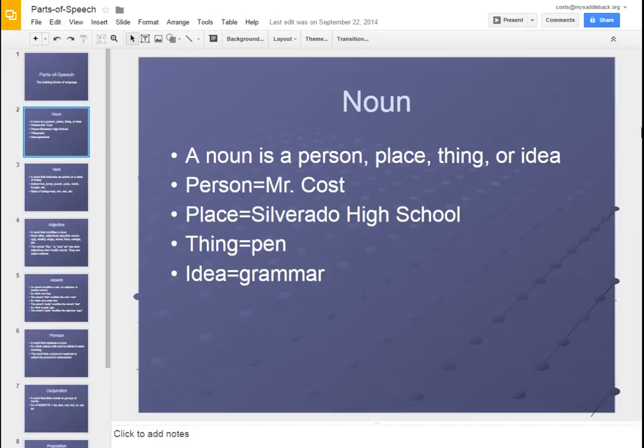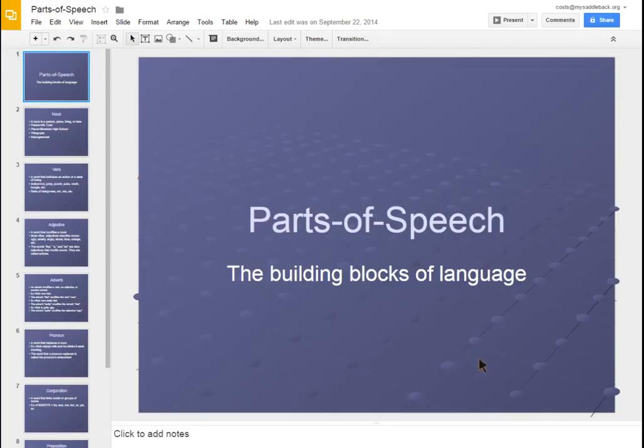Okay, this screencast is going to go through a PowerPoint. I guess in this case it's been transferred to Google Slides, but same difference, about the parts of speech. I'll begin here in the first slide if it'll allow me. There we go, it's a little slow. I'm going to go through this relatively quickly.